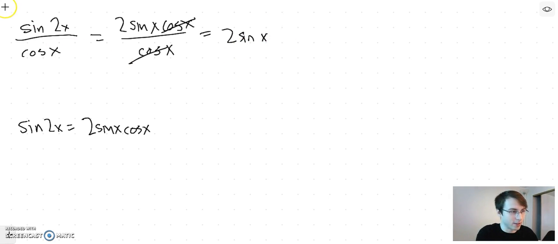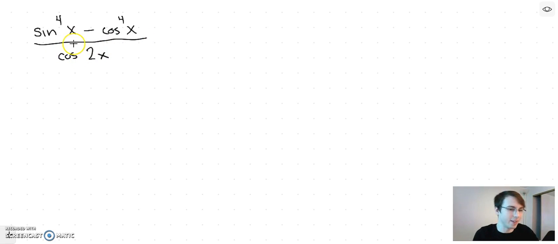Let's try another. How about sine to the fourth of x minus cos to the fourth of x, and then all over cos of 2x. Alright, this one's a tougher one.